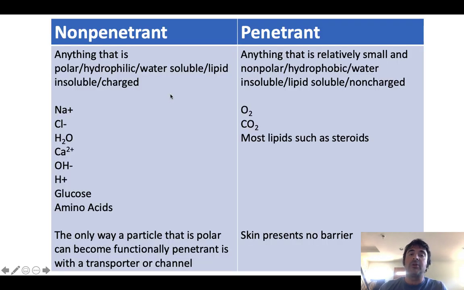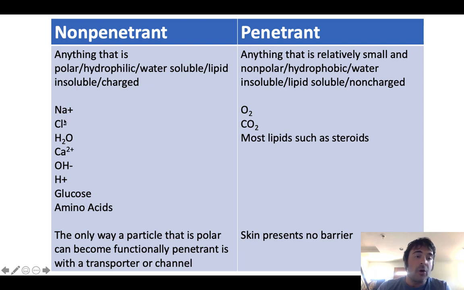So how do you distinguish between a non-penetrant versus a penetrant molecule? Non-penetrant, impermeable molecules can't move directly across the phospholipid bilayer. How do you determine, looking at a molecule, whether it's non-penetrant? Anything that's water soluble is going to be non-penetrant, right? So salts are non-penetrant, sugars are non-penetrant, amino acids are non-penetrant. Anything that's polar, right? AKA hydrophilic, AKA water soluble, AKA lipid insoluble, AKA charged. Anything that's polar is functionally non-penetrant.